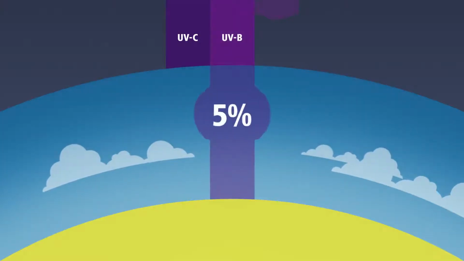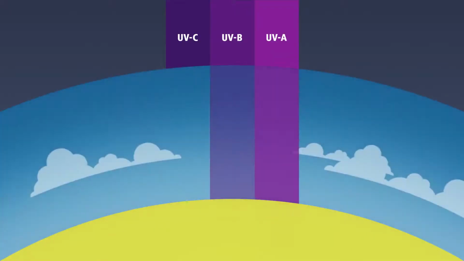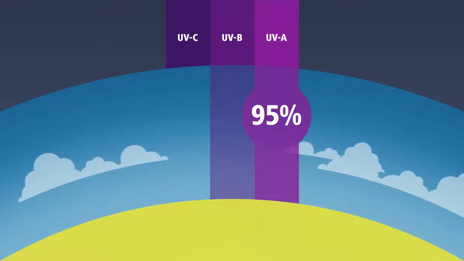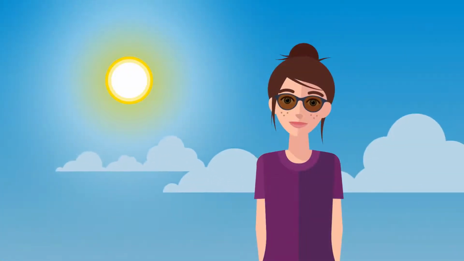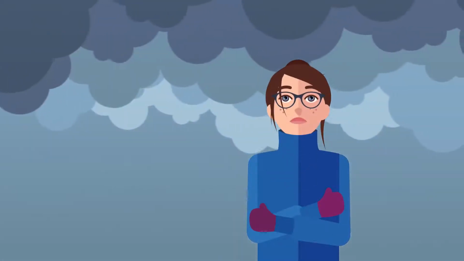UVC radiation gets trapped in the ozone layer of the atmosphere, but 5% of UVB radiation can get through, and up to 95% of UVA radiation can get through without anything stopping it. That means UV radiation is always there, whether it's summer or winter, or even when it's cloudy. But how does it affect us?